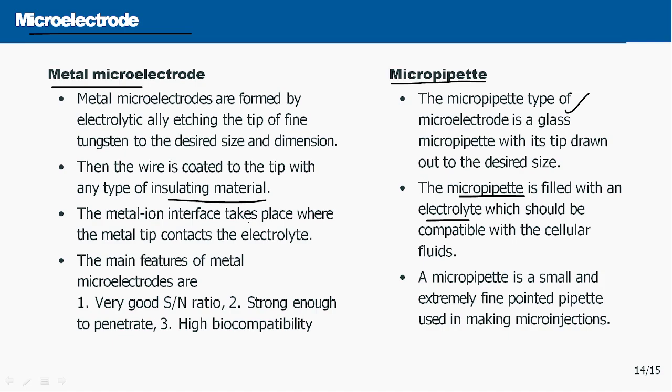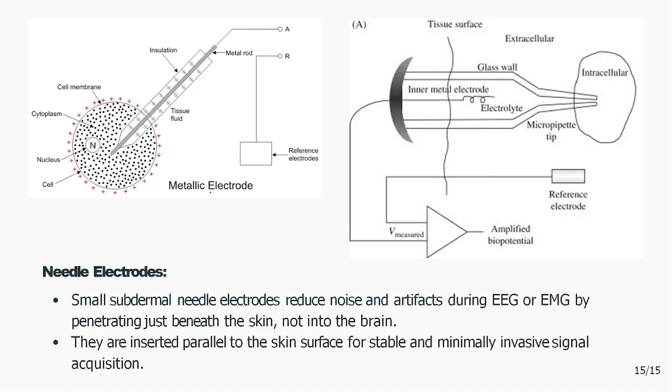The metal ion interface takes place where the metal tip contacts the electrolyte, and the main features of metal electrodes are a very good signal to noise ratio, SNR, being strong enough to penetrate the tissue, and high compatibility because we are using metal. A micropipette is a small and extremely fine pointed pipette used for making micro injections. Now this is one example. This figure gives you the metallic electrode and the micropipette electrode.